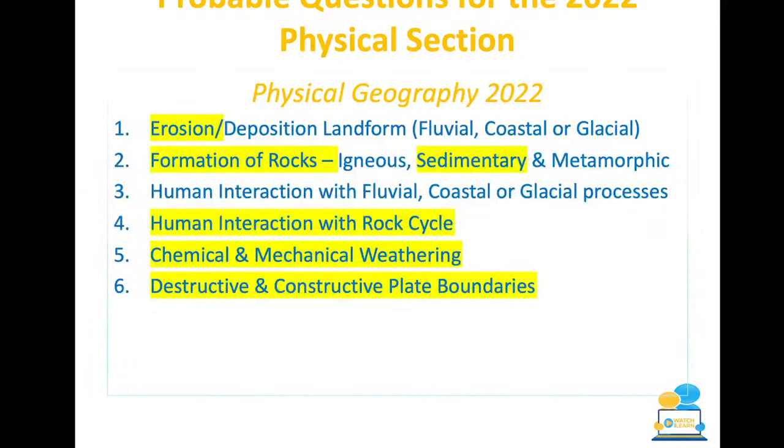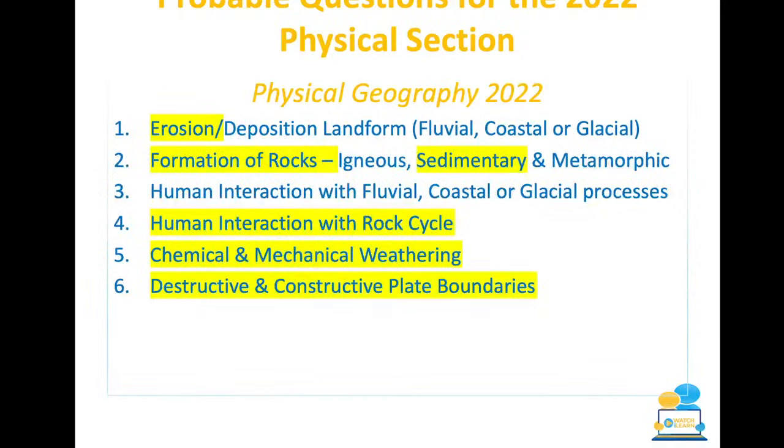Formation of rocks, okay. You need to know 3 of them, but sedimentary might be the one you start learning first because it's got a higher probability of coming up. Human interaction with fluvial, you still need to know that, even though it came up last year, because it's in the priority list that I've mentioned. But it came up last year, so if I was going to learn human interaction, I'd probably go with the rock cycle first. Okay, chemical and mechanical weathering, very likely to be seen on the physical 2022 paper, and destructive and constructive plate boundaries.